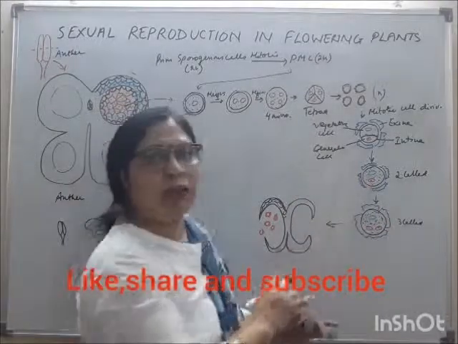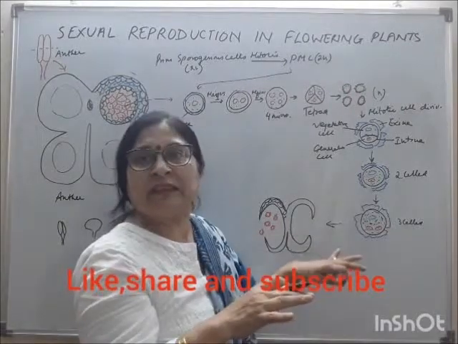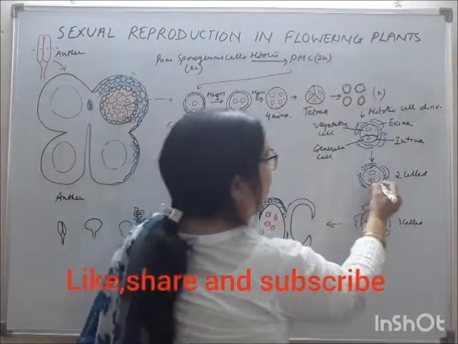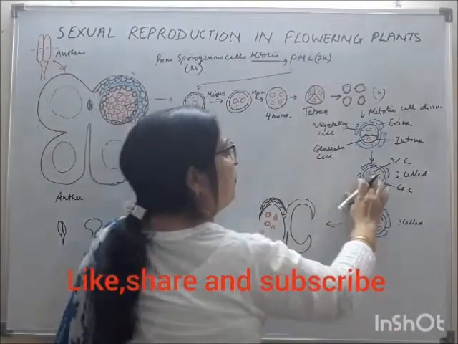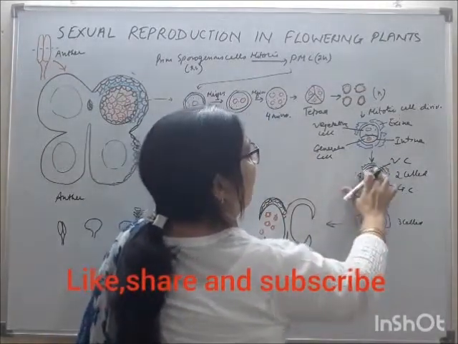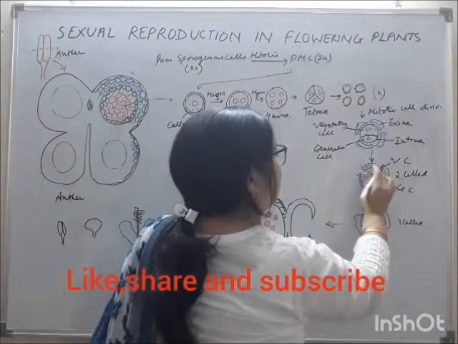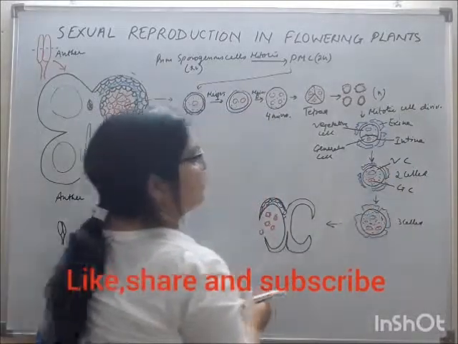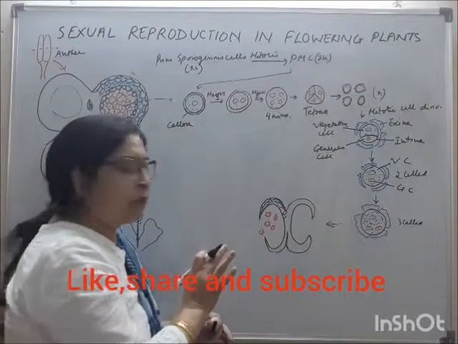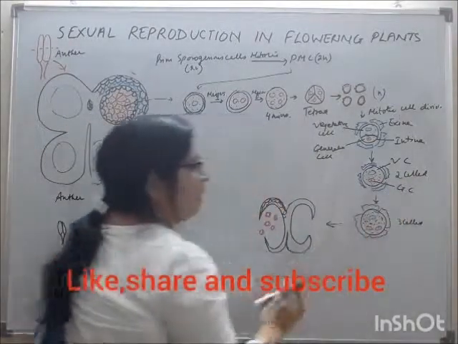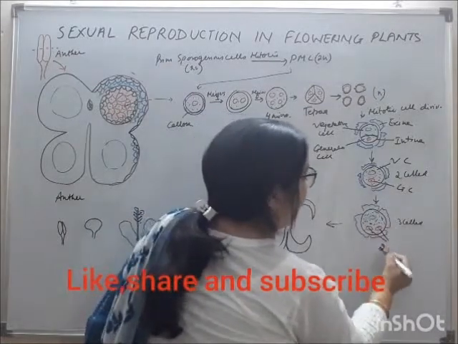Now, slowly the callose wall dissolves and this generative cell then freely lies in the cytoplasm. ठीक है, ये हो गया generative cell और ये हो गया vegetative cell. ठीक है, अब ये freely इसके अंदर होने लगा. So, the vegetative cell and generative cell are freely present. Now, the generative cell is freely present in the cytoplasm. Now, this generative cell then forms two male gametes.